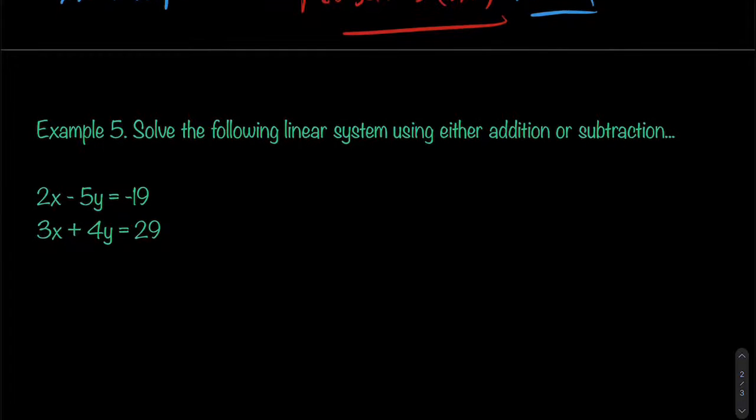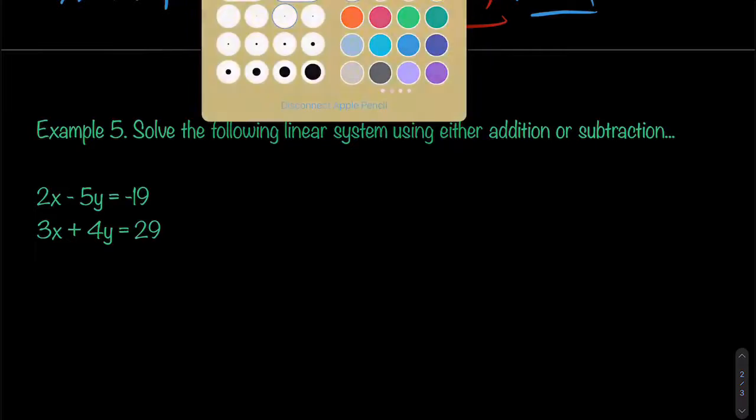Solve the following linear system using either addition or subtraction. So what's different about this one? I'll give you a moment to think about it. You can pause the video. There's nothing here that's common. We can't do anything to 2 to get it to a 3. We can't do anything to 5 to get to a 4, and vice versa, 4 to a 5 or 3 to a 2, right? So find a common multiple.